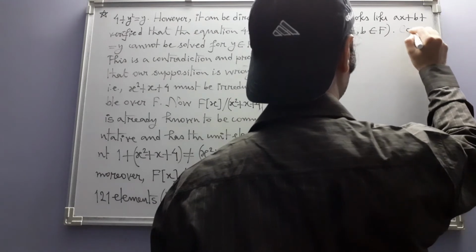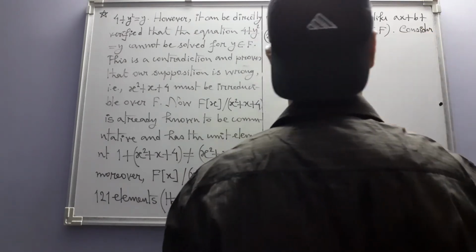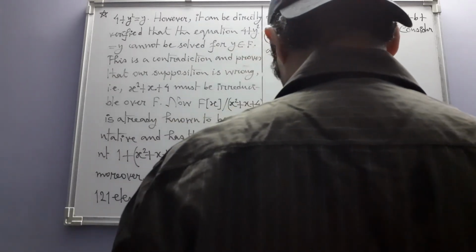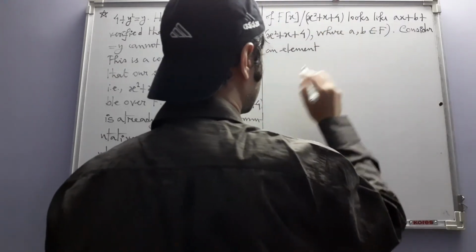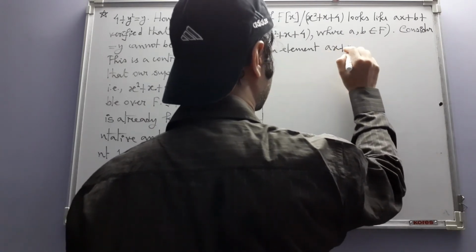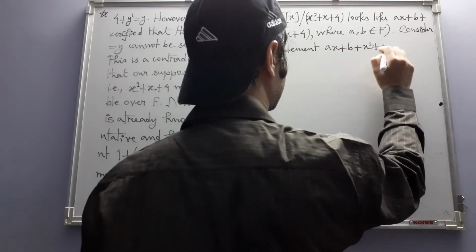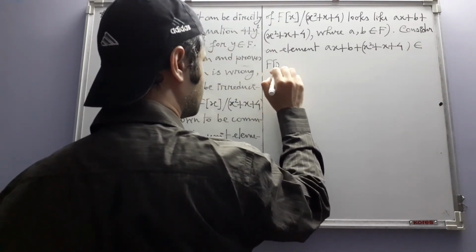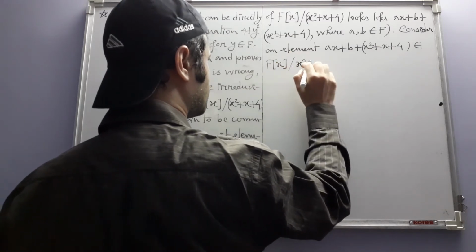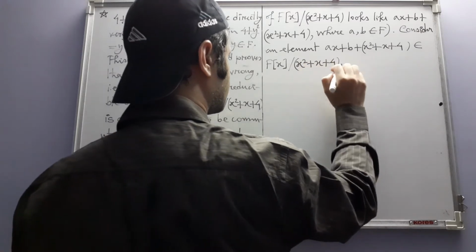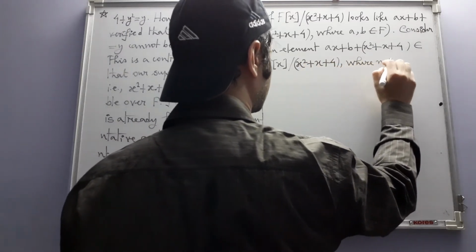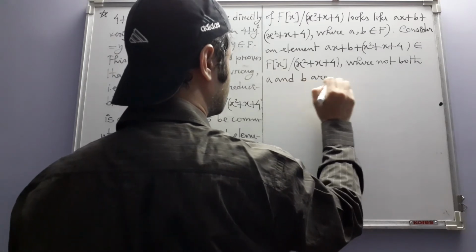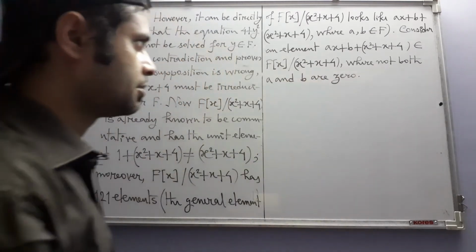Now consider an element like ax plus b belonging to F_11[x] divided by x square plus x plus 4, where not both a and b are 0. This ensures that the element we have chosen is a non-zero coset.